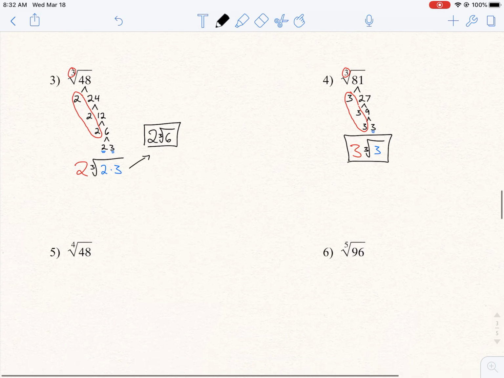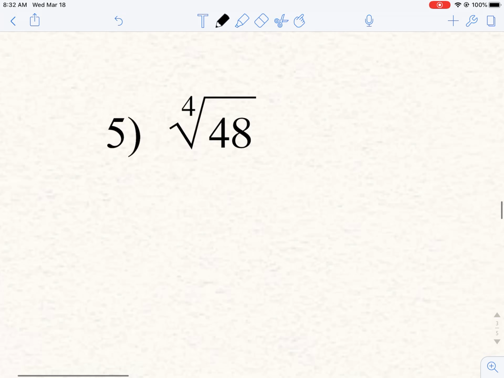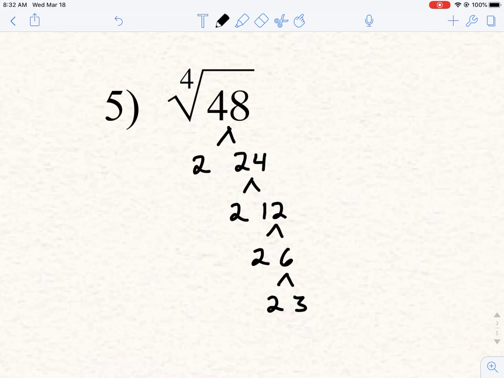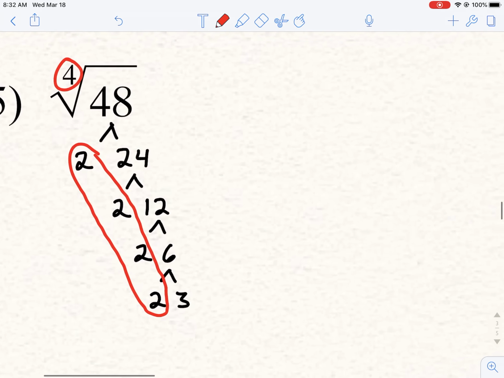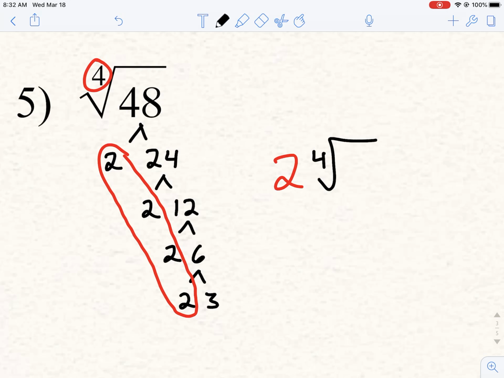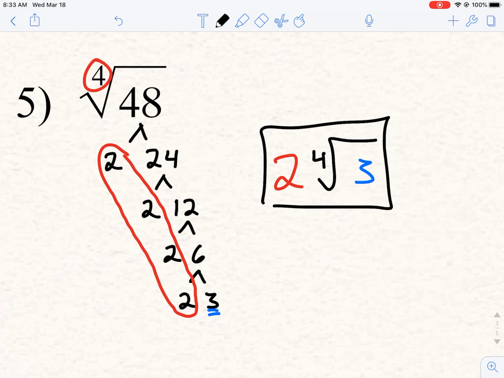I'm going to start looking at a couple different index problems. So like the 4th root of 48, I think we already did the cube root of 48, but let's look at the 4th root. So that's 2 and 24. That's 2 and 12, which is 2 and 6, which is 2 and 3. So again, because it's a 4th root, I'm taking groups of 4. So 1, 2, 3, 4 there. So there's my 4. So that 2 comes out. And then what remains has to stay inside of a radical. That's this 3 here. So it'll be 2 4th root of 3.